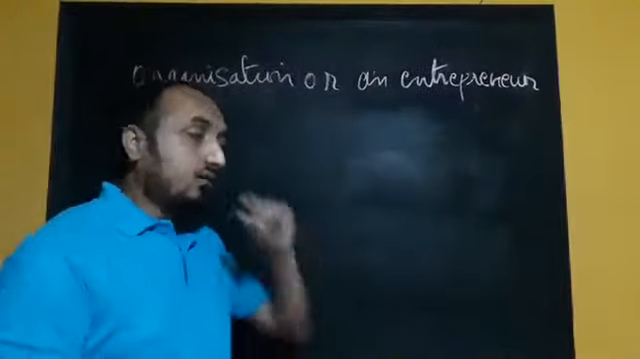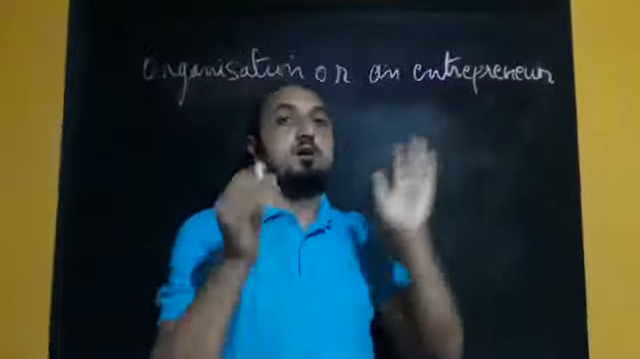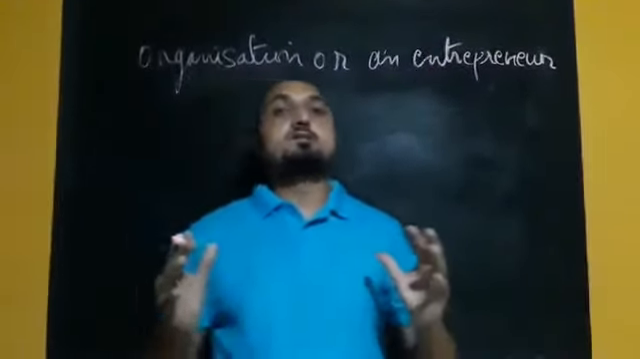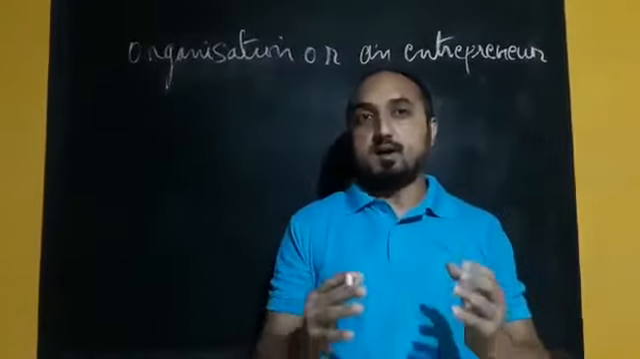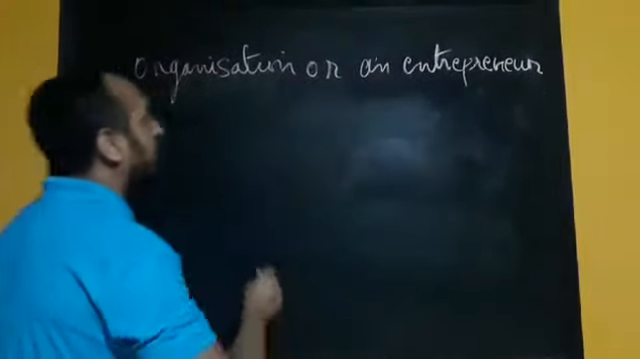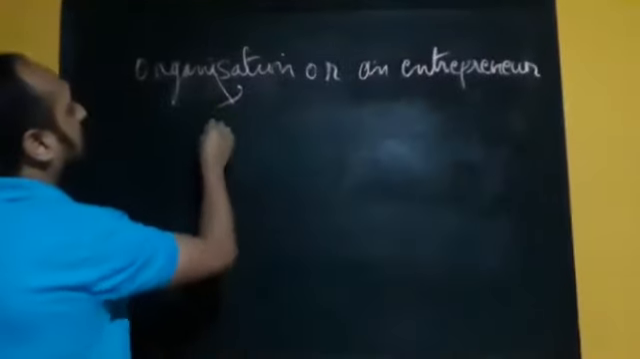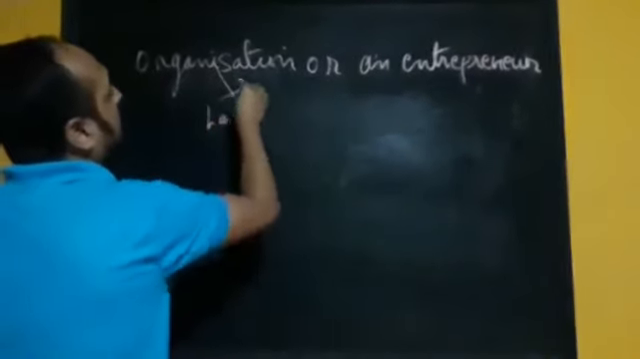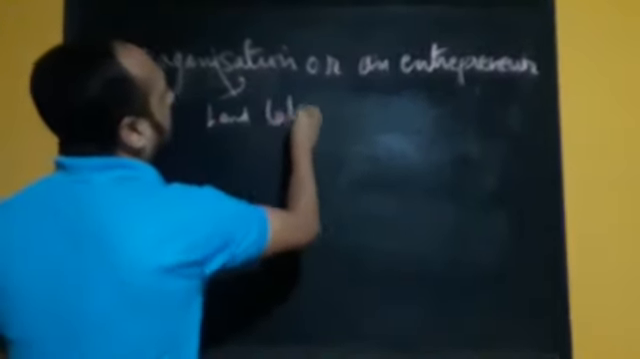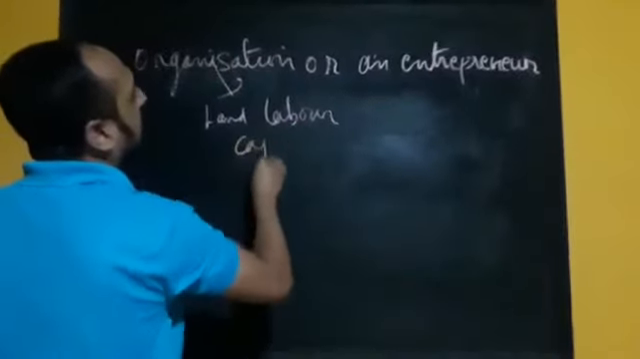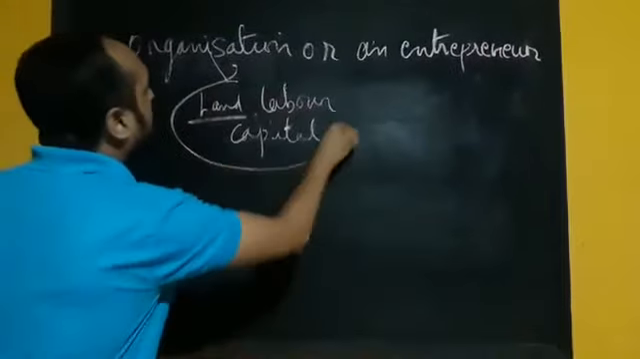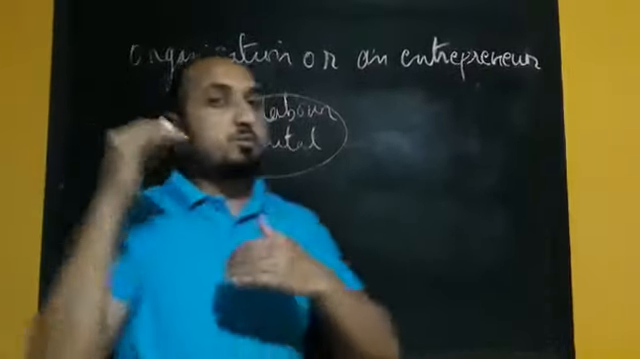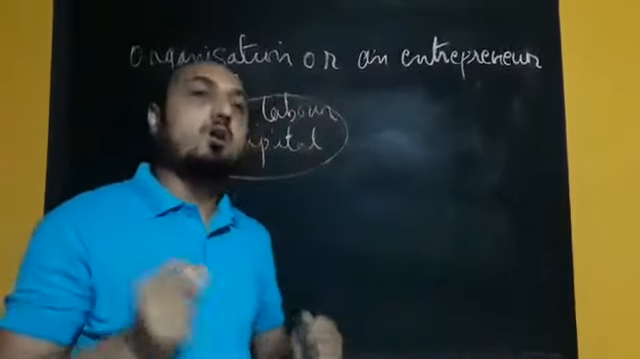Okay, so the next factor of production we have is organization or an entrepreneur. Organization means the employer, the one who combines different factors of production. So the employer or the organization is the one who combines land, labor and capital. They combine all these factors of production to produce any type of goods and commodities.